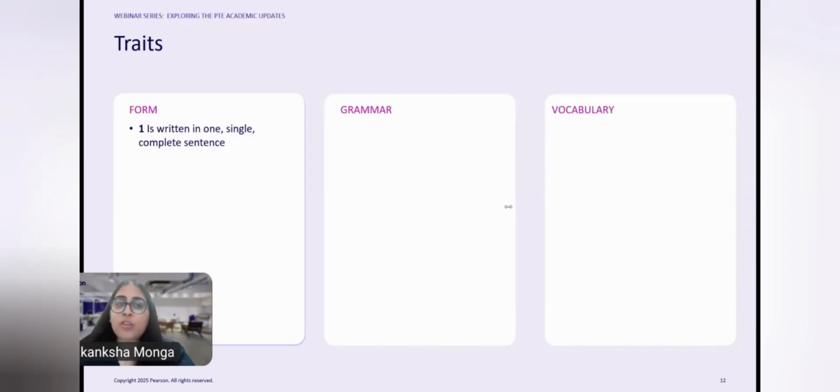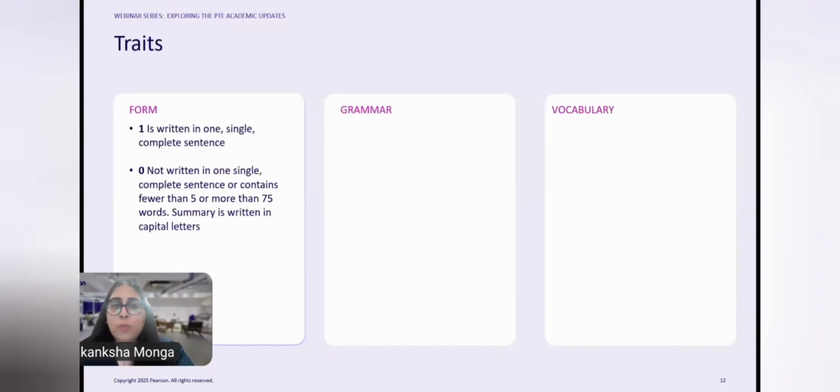One sentence which is written in one single complete sentence would give you 1 point. A zero means that it is not written in one single complete sentence, or it contains fewer than 5 or more than 75 words. Also, you have to make sure that the summary is not written completely in capital letters, because that is not how sentences are written. So just the first letter should be capitalized. There has to be a full stop at the end. If there's a proper noun in the middle of the sentence, that can be started with a capital letter, but nothing else.